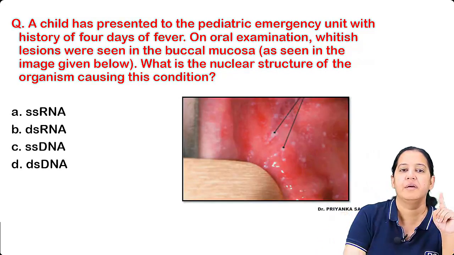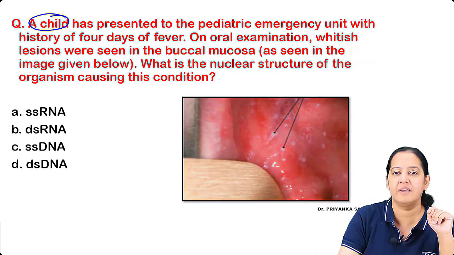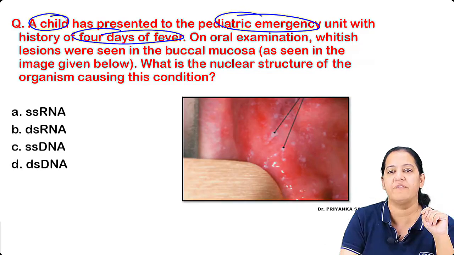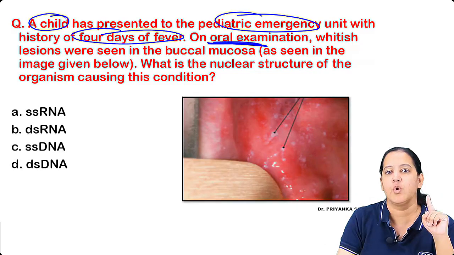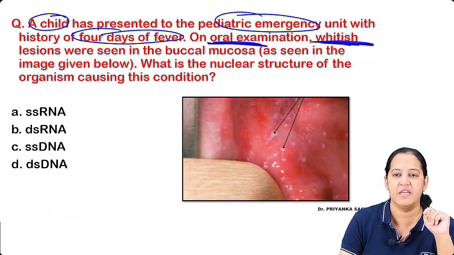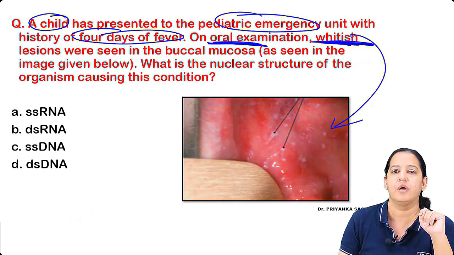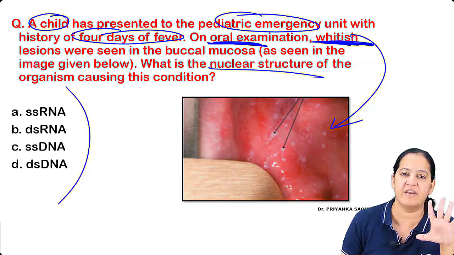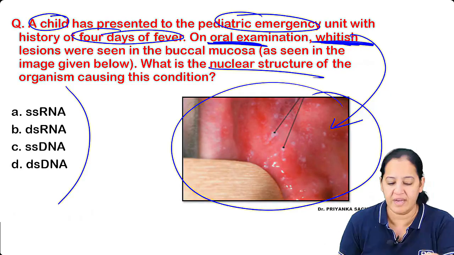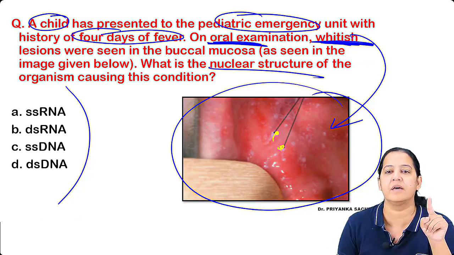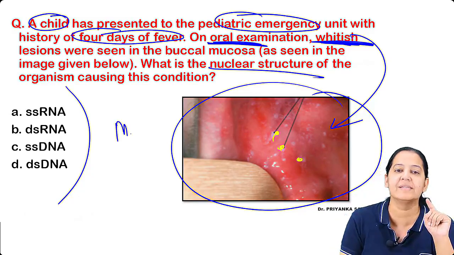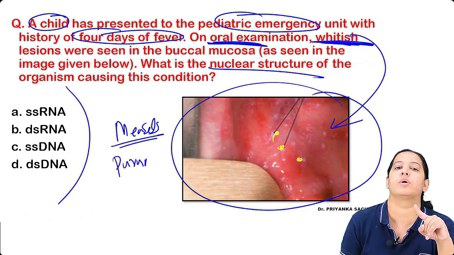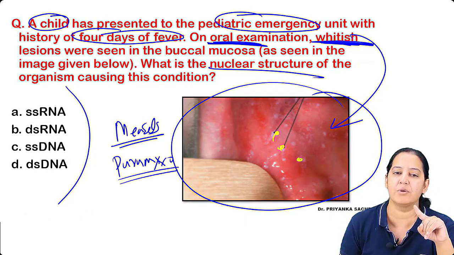Read the question. A child has presented to the pediatric emergency unit with a 4-day fever. On oral examination, whitish spots are seen. Okay, whitish spots, and the image is given to you. So first identify the virus and tell me the nuclear structure of the virus. Looking at the image, you can identify Koplik spots, and Koplik spots occur in measles. So my diagnosis is measles. Now measles is a member of paramyxo. So you tell me, is paramyxo DNA or RNA?